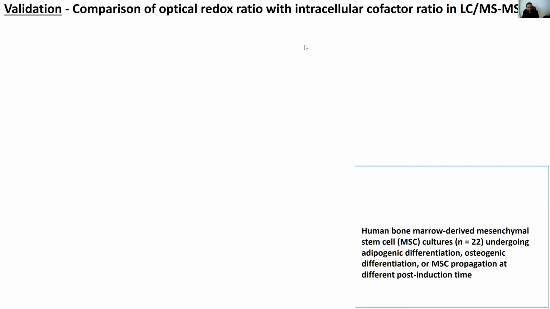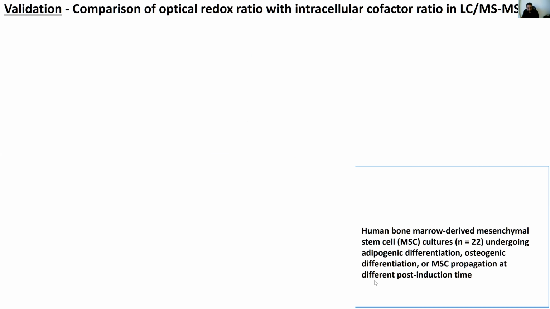Now, of course, this requires validation. And one of the major validations comes from the intracellular cofactor ratio based on liquid chromatography mass spectroscopy, which has been the gold standard in the system. Of course, it doesn't give you cell-to-cell variations or intercellular variation, but this has been biologically the gold standard.